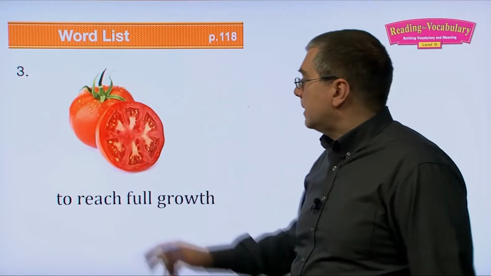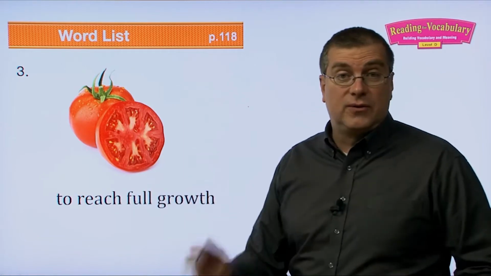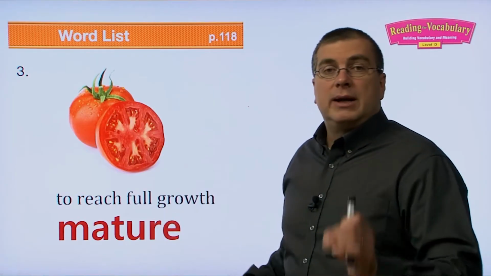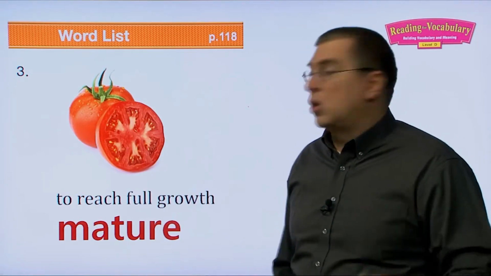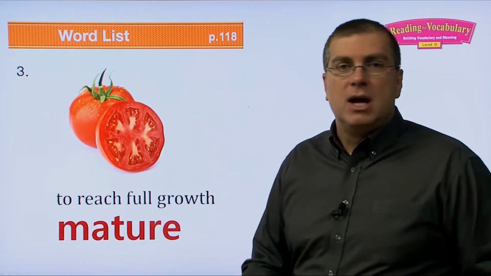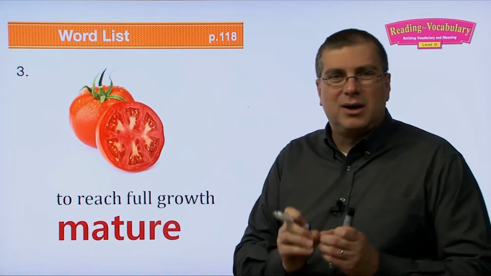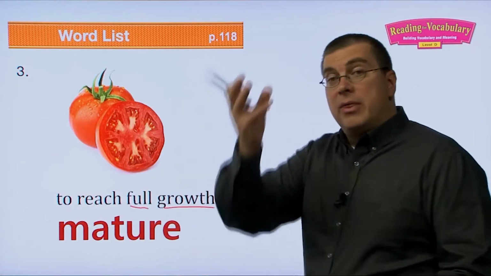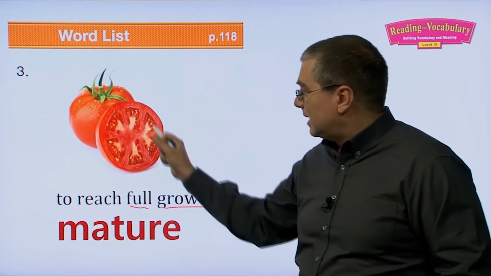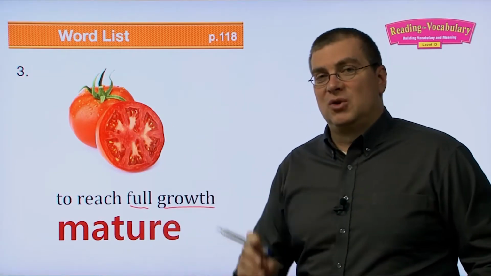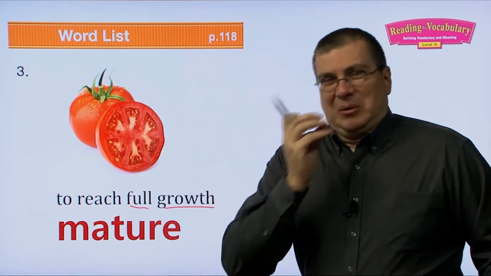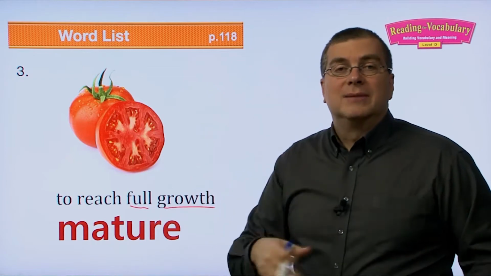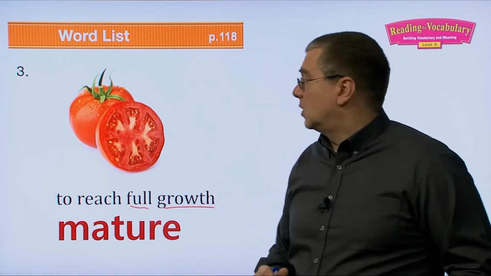Okay, next one. To reach full growth. To reach full growth is to mature. And we need, of course, when we're talking about plants and crops like corn, tomatoes, apples, pears, we don't pick these things when they're young, when they're not mature. We have to wait till they are fully grown. Then we pick them and eat them. If you pick the tomato before it's mature, it's too small and it's green and it tastes horrible, right? But if you wait till it's mature and then you eat it, then it tastes good and it's larger.